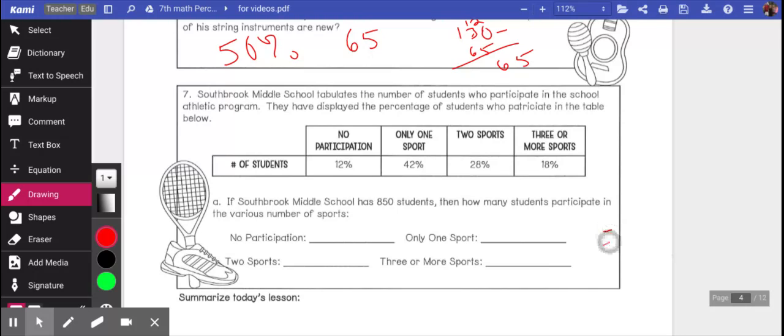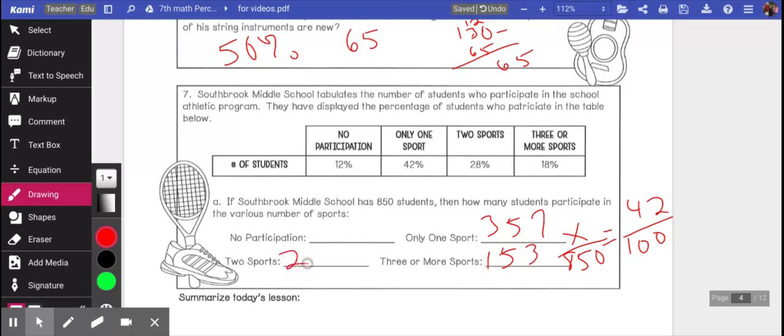So over here we have 42 over 100. And then 850 is going to be your total every time. And then for only one sport, that's where we're putting our X. And that's how you'll set it up every single time except with the different percentages. And so go ahead and figure those out. So only one sport should have been 357. And make sure you're pausing this and figuring these out. 238 and 102.